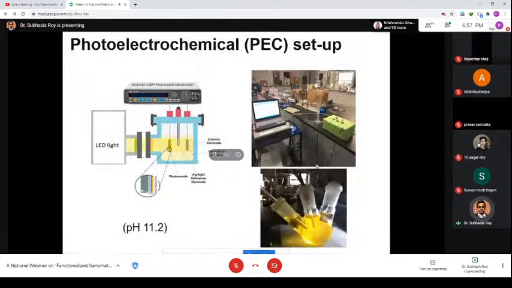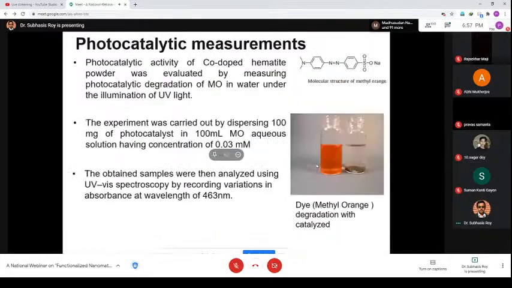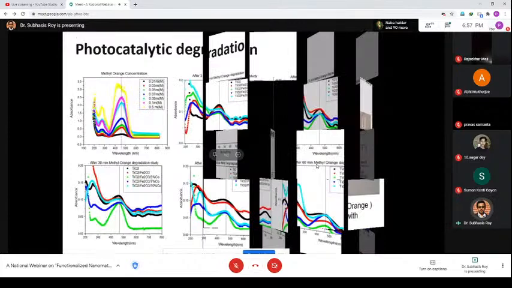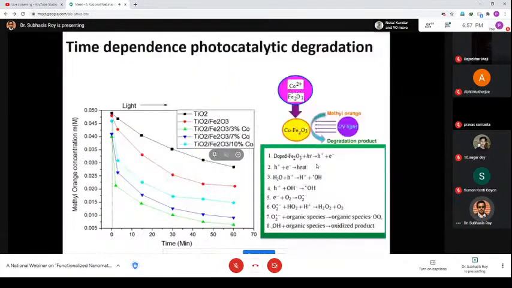This is the setup. You see the thin-edge flags where the counter electrode, reference electrode, and working electrode are connected to each other with a potentiostat, one part confined without light, and one part open to the light. In the photocatalytic measurements, we show the degradation of methylamine in the presence of light. This is the concentration measurement of the methylamine, and finally we check the reaction kinetics.